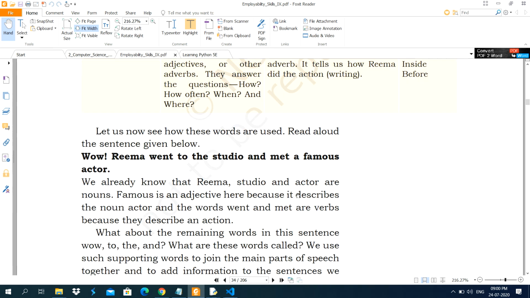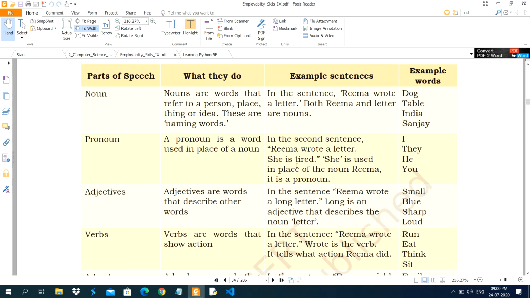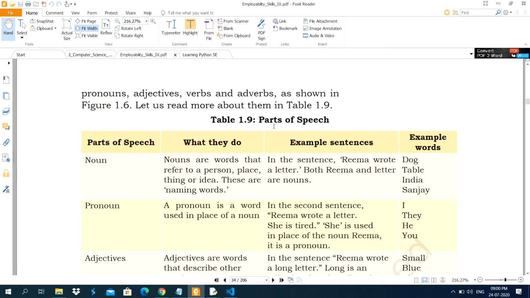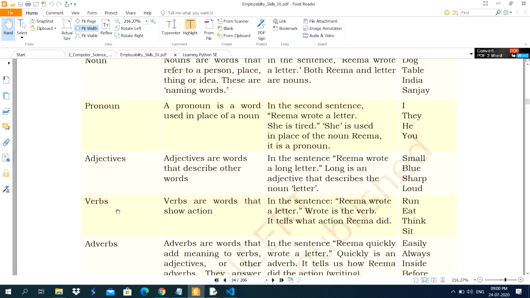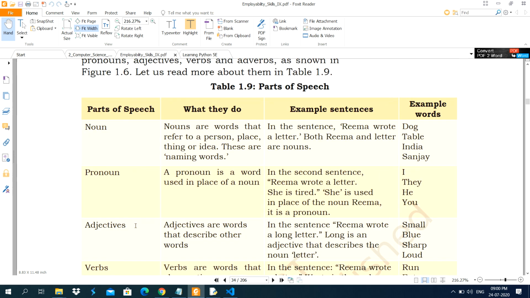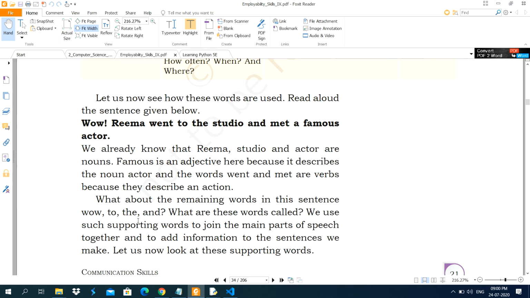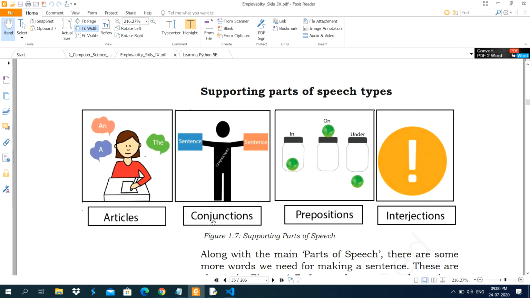Next, there is one more difference between the types of parts of speech. Here you see noun, pronoun, adjectives, verbs, adverbs. They are parts of speech, but articles, conjunctions, prepositions, interjections, they are supporting parts of speech.